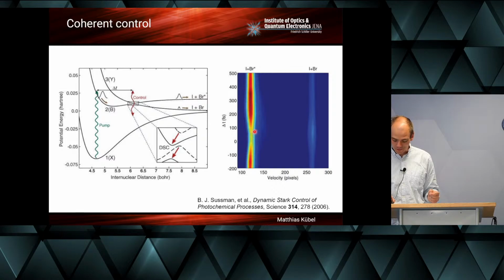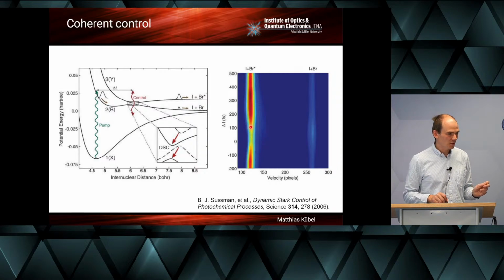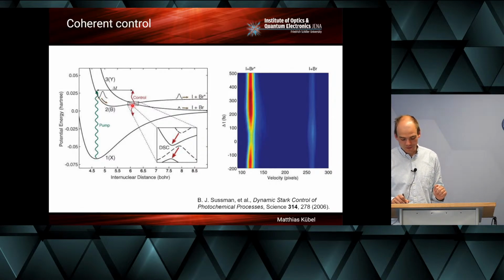You see this here by the signal decreasing at that time delay and increasing there. And you see there's a small difference of maybe 50 femtoseconds or so, which corresponds to the time it takes them to get there. And so this is a simple example of how lasers can be used to control simple chemical reactions.